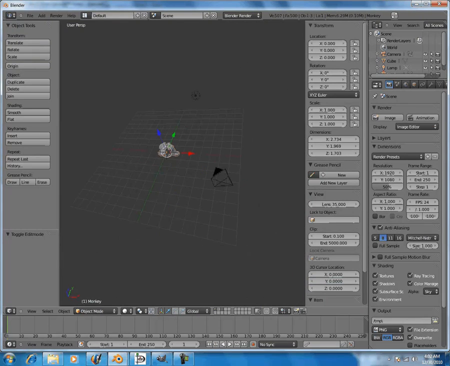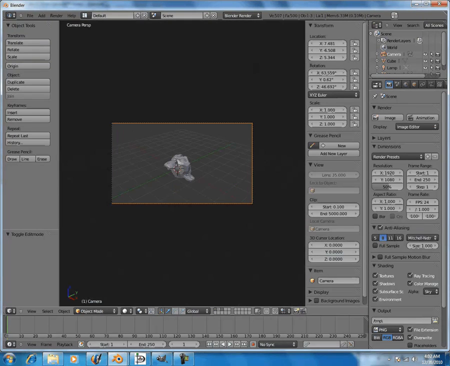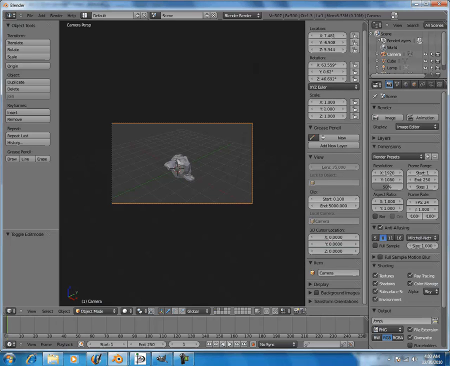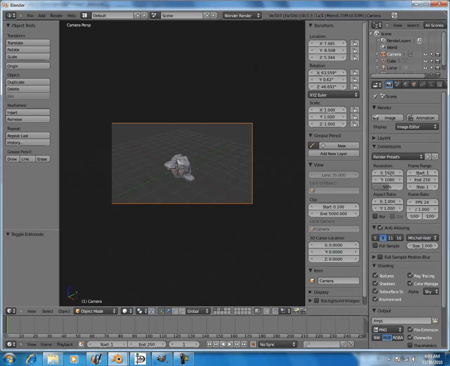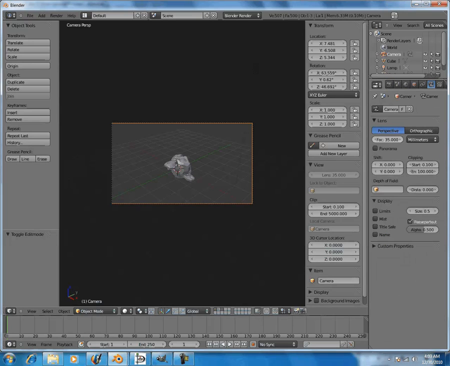Okay, so say I go and I look through this camera instead here. Okay, so I'm looking through this camera, great. And I have my camera selected. And I want to start changing properties of this camera, for instance. So right here I have my focal length of the view.